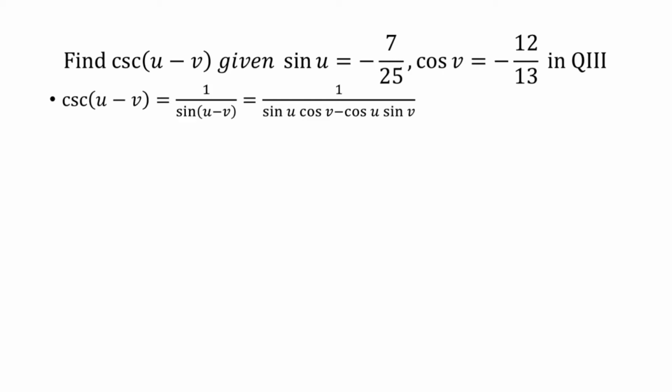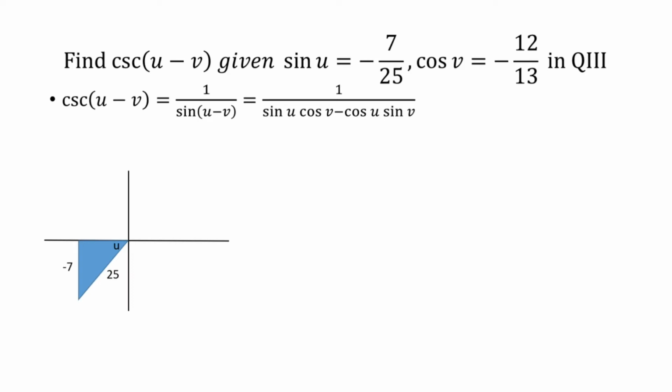We know what sine of u and cosine of v are, but we do not know what cosine of u and sine of v are. So in order to figure them out, we want to draw a right triangle in the third quadrant. First we'll do angle u. We're given that sine of u is negative 7 over 25, which means sine is opposite over hypotenuse. So we're going to put a negative 7 on the opposite side.